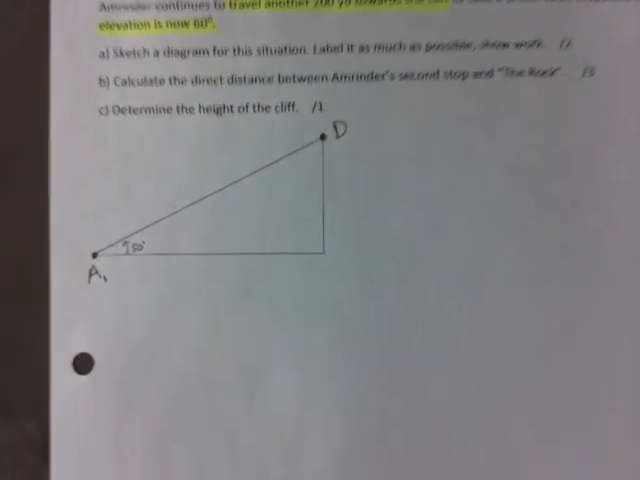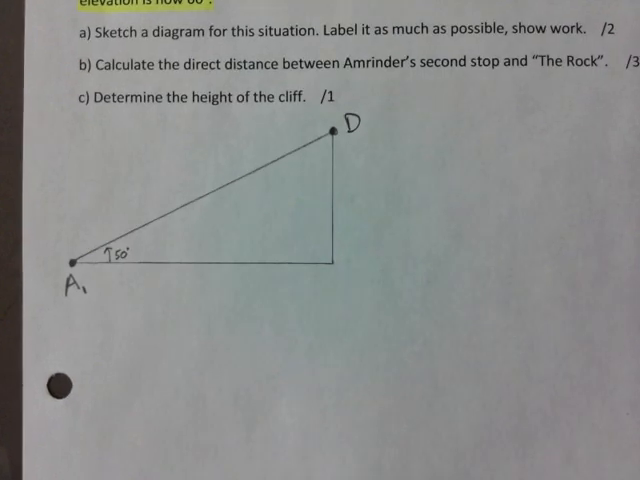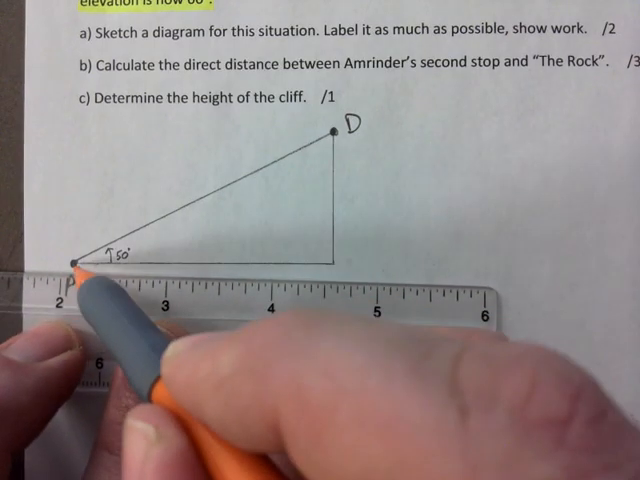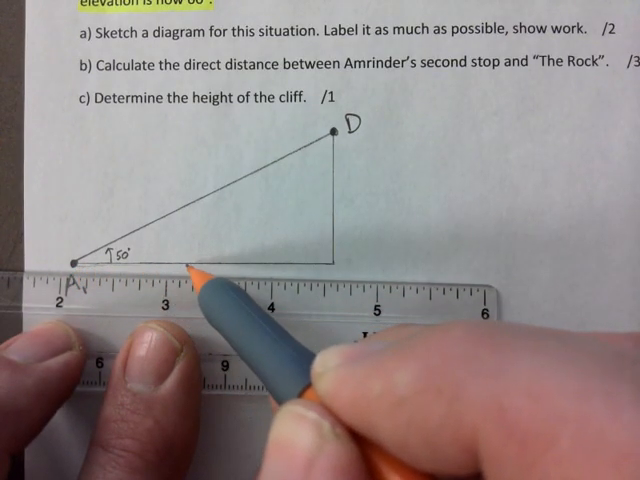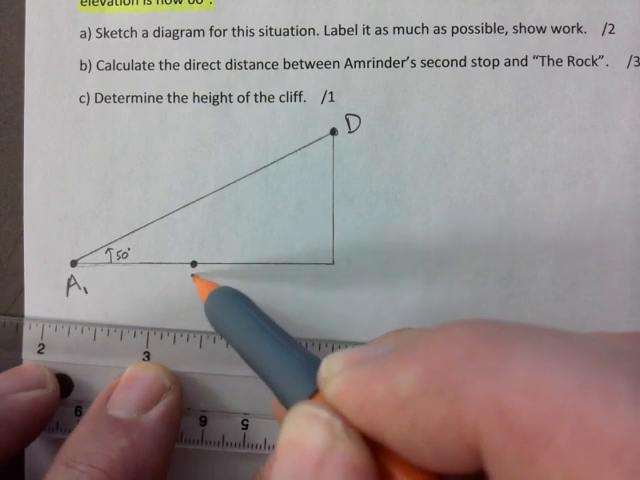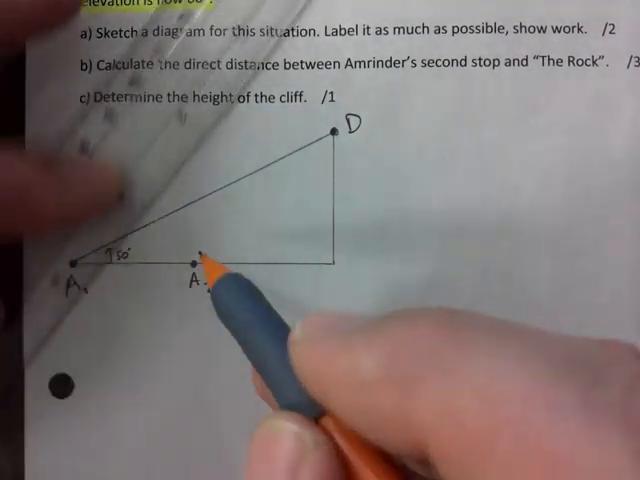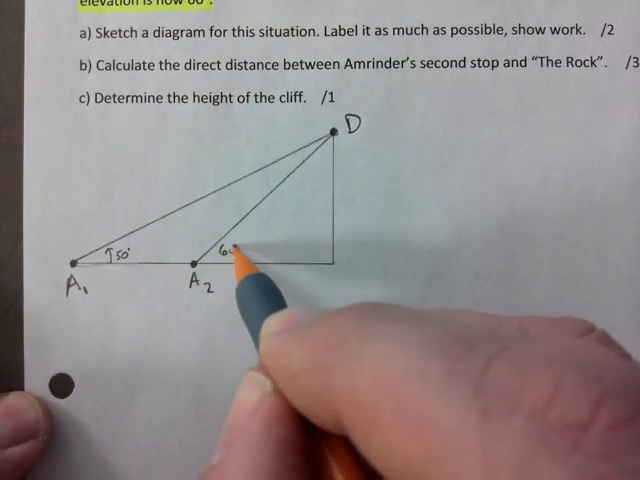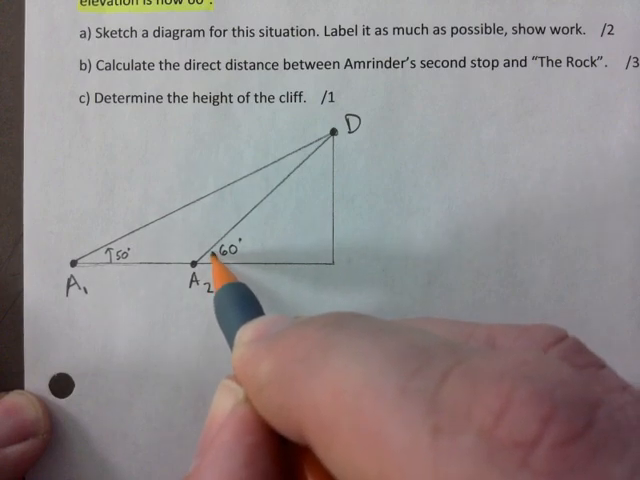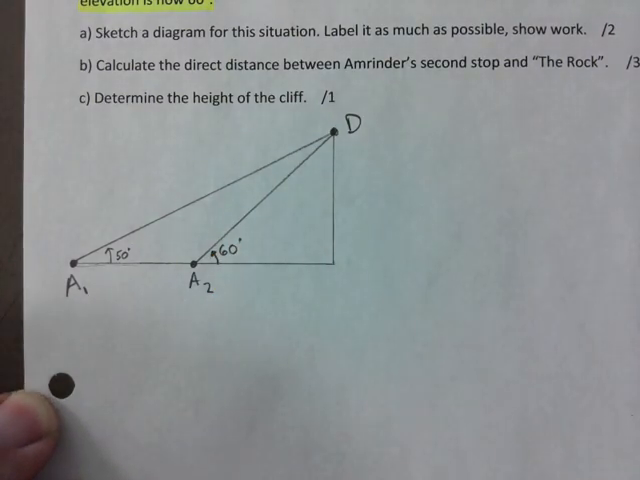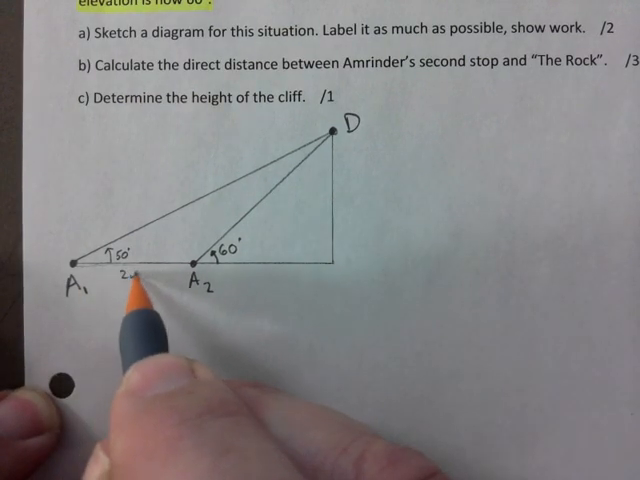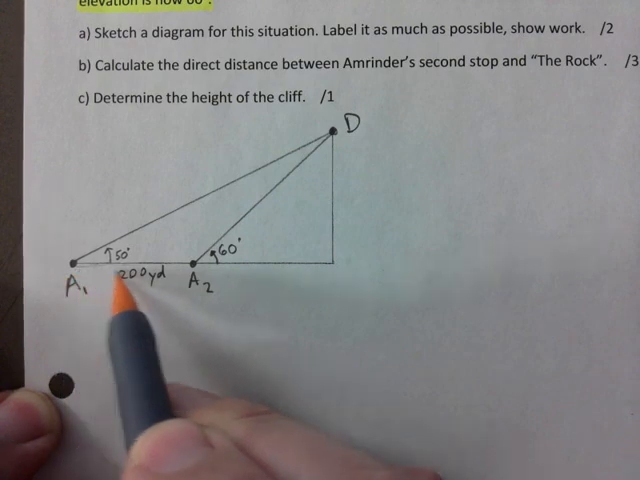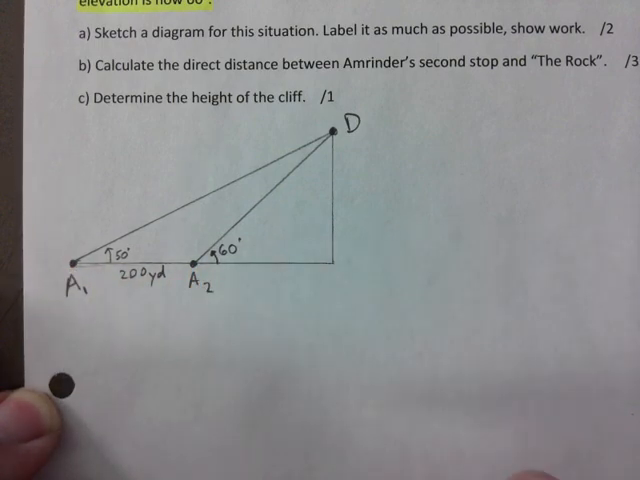Let me zoom into the picture for now so you can have a better look at it. It's better, right? There. And then we move. He moves 200 yards in, so somewhere in here. It's not drawn to scale, but this is Amrinder's second position. Then he looks up again, and it makes sense that the angle of elevation is 60 now, because it's measured from the horizontal up. So we get 60 there. We can insert the 200 yards in here, from first location to second location.